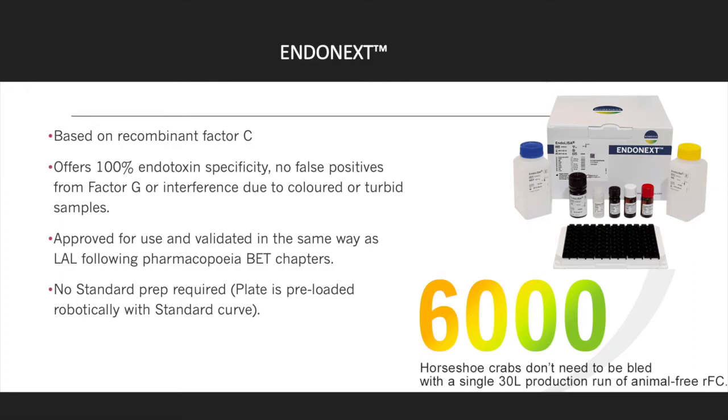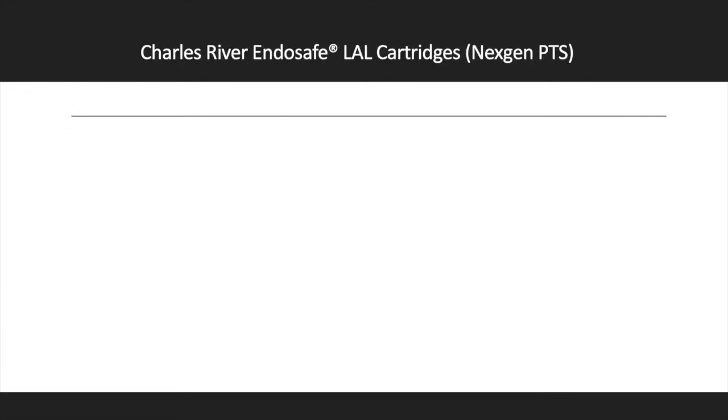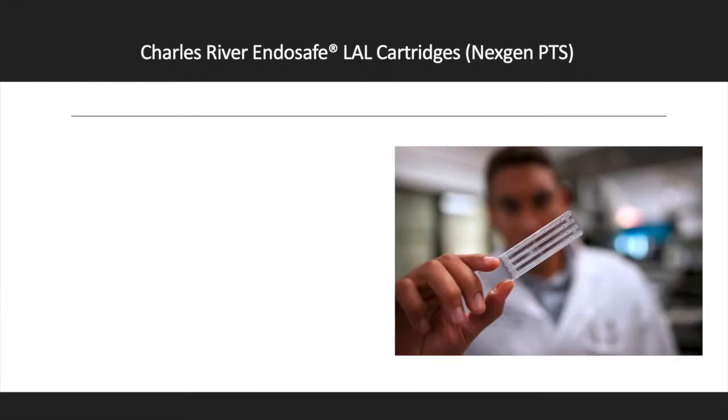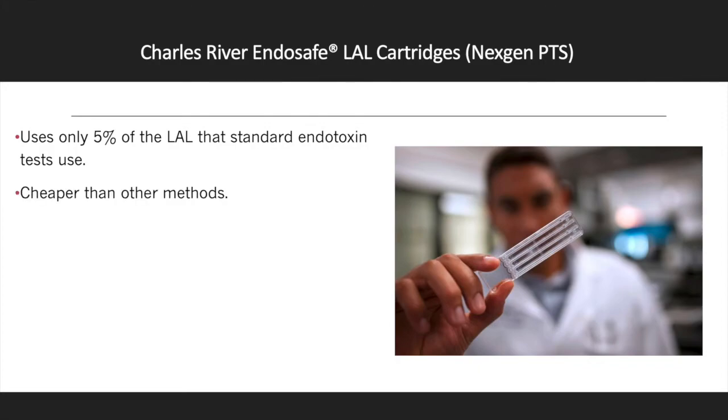The last kit I wanted to look at was the Charles River EndoSafe LAL cartridges. I know what you may be thinking, that this kit still uses LAL, so why did I find it so advanced or so interesting? The reason is that this little chip uses only 5% of the LAL that standard endotoxin tests use. It's cheaper than other methods and much simpler.